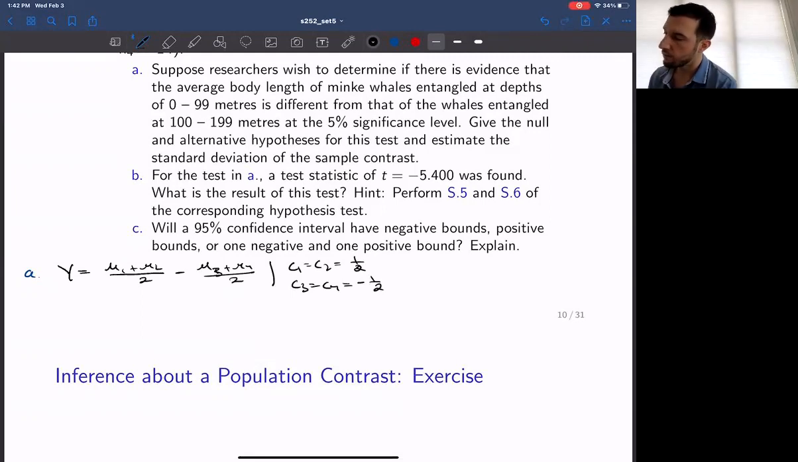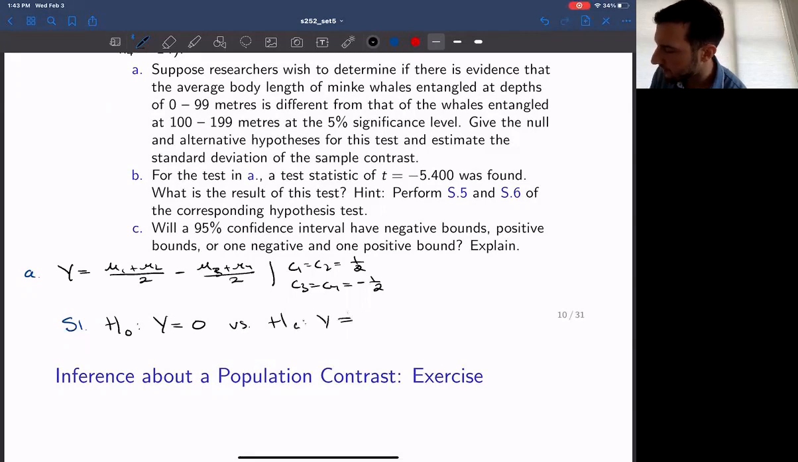Okay, so set up the null and alternative hypothesis for this test. That would just be step 1 of our hypothesis testing procedure. If we want to see if the average value for mu1 and mu2 is different from the average value of mu3 and mu4, then H naught is just going to be gamma equals 0, versus HA, gamma not equal to 0.